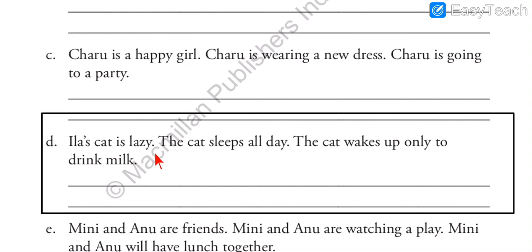Ila's cat is lazy. The cat sleeps all day. The cat wakes up only to drink milk. So yes, those who have observed, those who are answering me, let me tell you, if you have answered cat, cat, cat is repeated, right? So what are you supposed to do? You are supposed to put a pronoun in the place of cat.